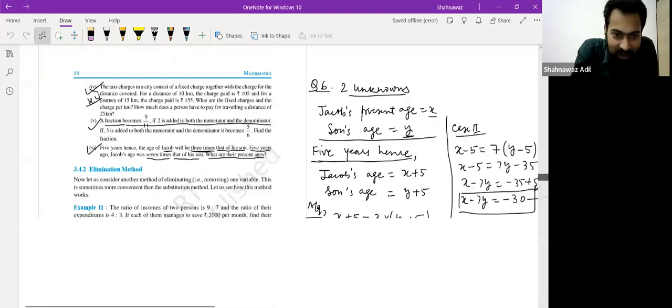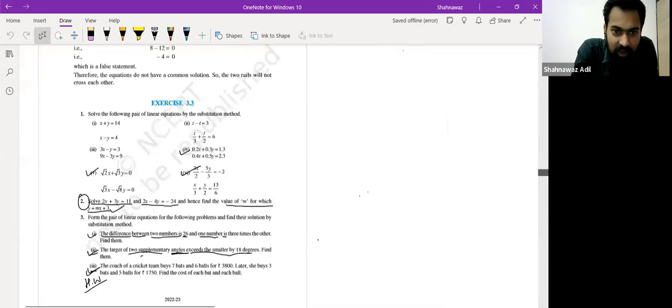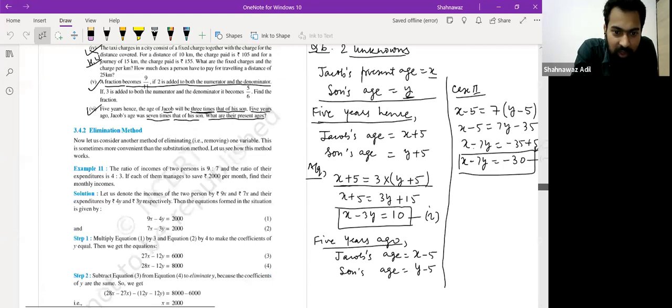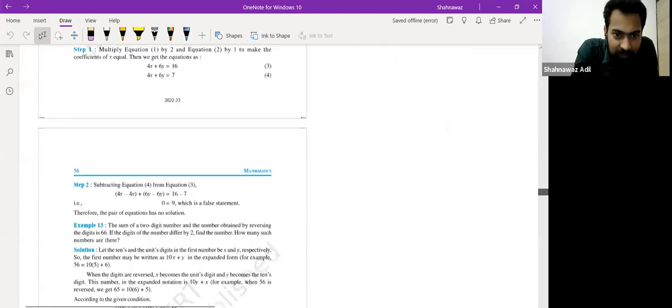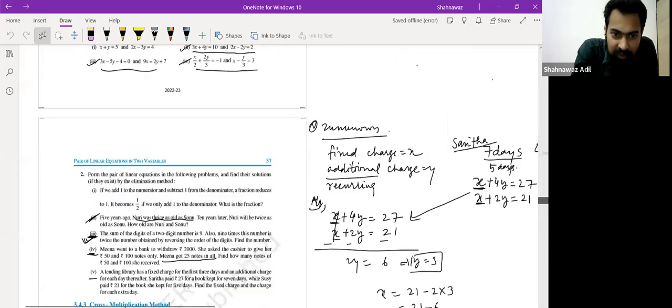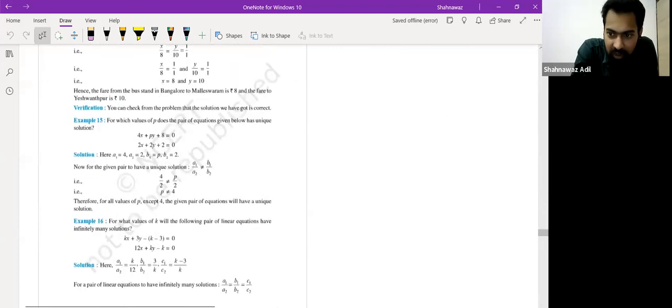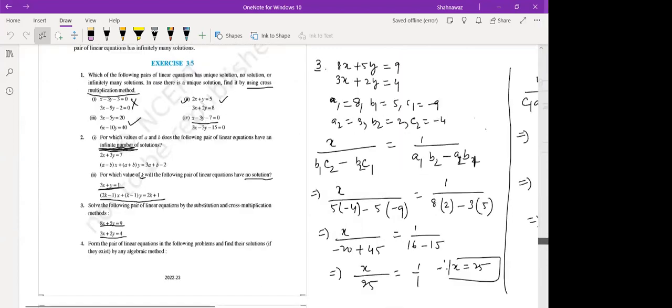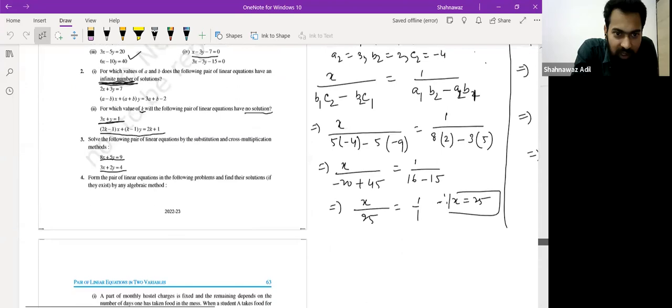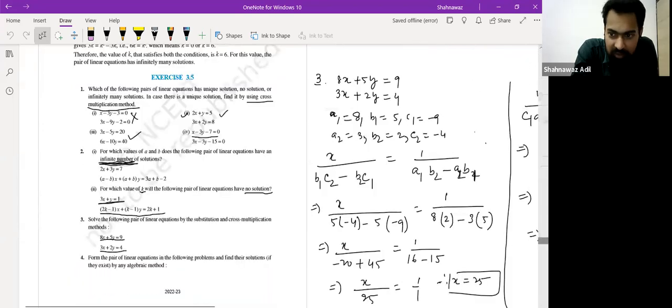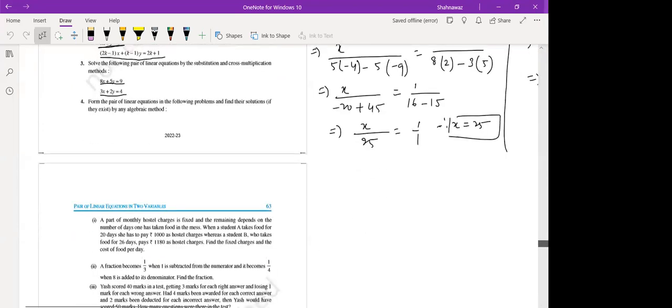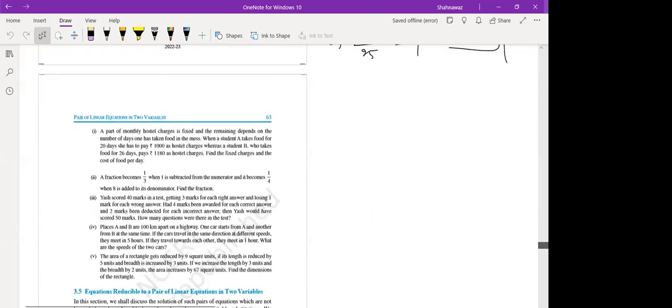Okay, so yes, we were doing 3.3 and we were on 3.5. Third question, we completed that, right? Okay, these are word problems.